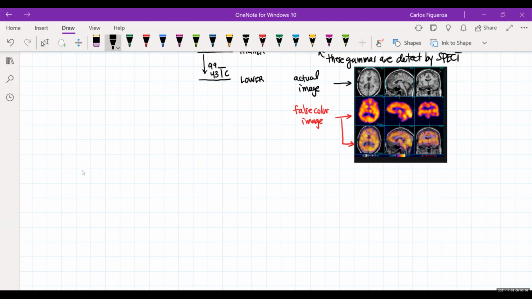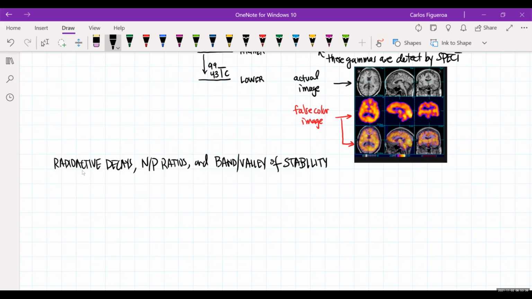So now we're going to talk about radioactive decays, the neutron-proton ratios, and the band/valley of stability. So now we're going to come back and we're going to do the details. Okay, we're going to do the details.